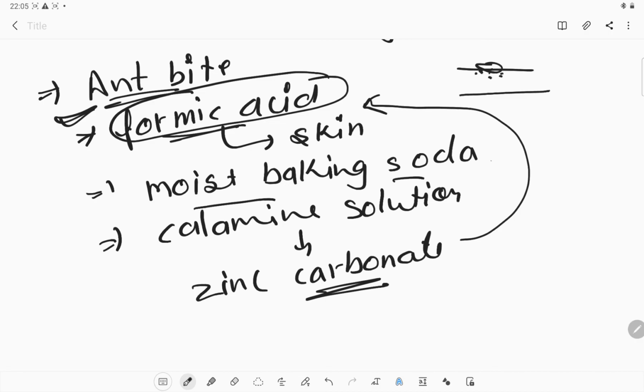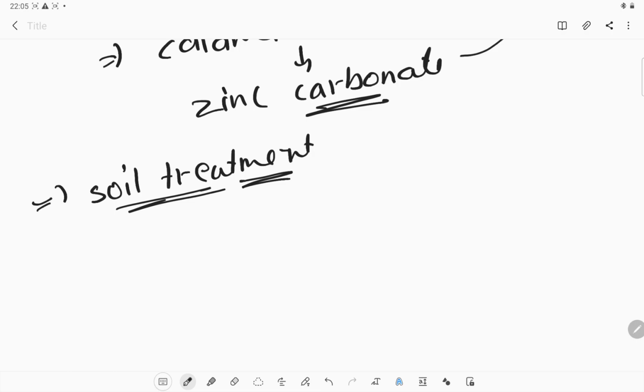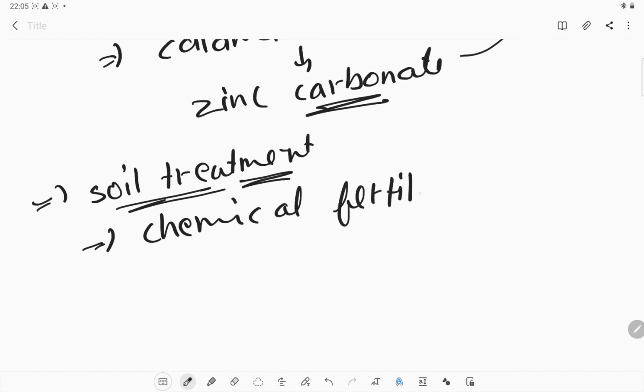Okay, where else do we require the neutralization process? Like in soil treatment. Whenever we require our soil to be treated, we need a neutralization process. Like if we use lots of chemical fertilizer in our soil to get a very good yield from our field, we are adding lots of chemical fertilizer to it, and that will make our soil acidic.